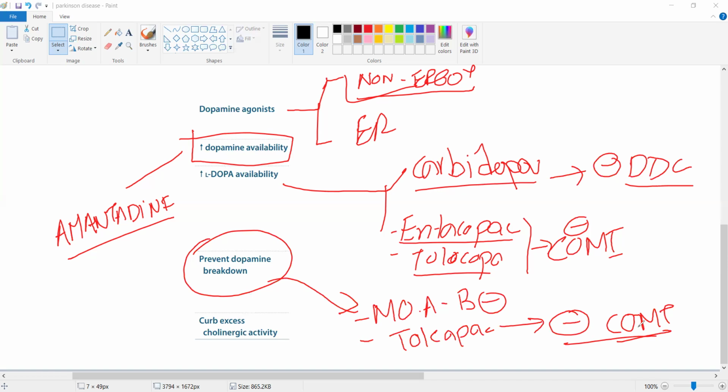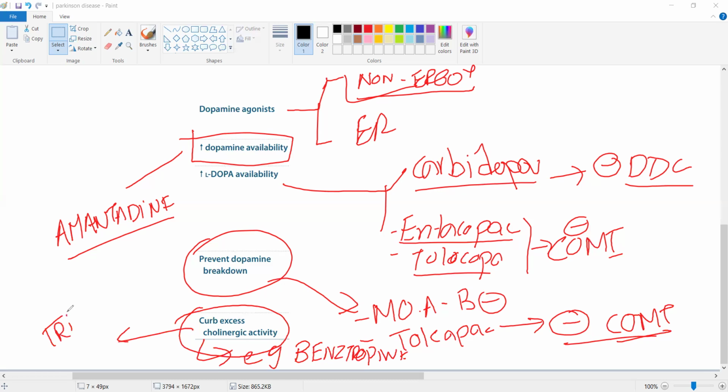Okay. So tremor is basically due to increased cholinergic activity. So we give the patient anti-muscarinic anticholinergic drugs that include benztropine, and another famous drug is trihexyphenidyl.